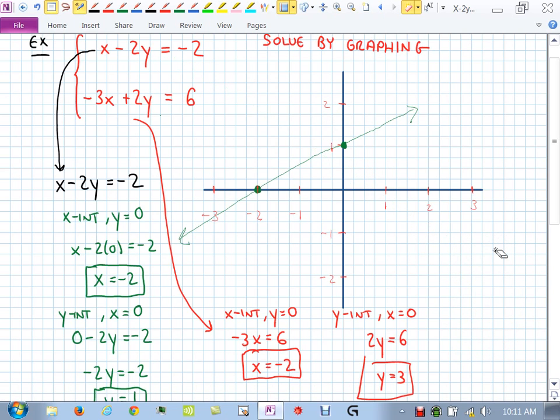All right, let's get that other line on there. My x-intercept is -2, so here, and then my y-intercept is 3, so I have to extend my graph up just a little bit here. 1, 2, 3, 4. So 3 is up here. And then I draw a line.